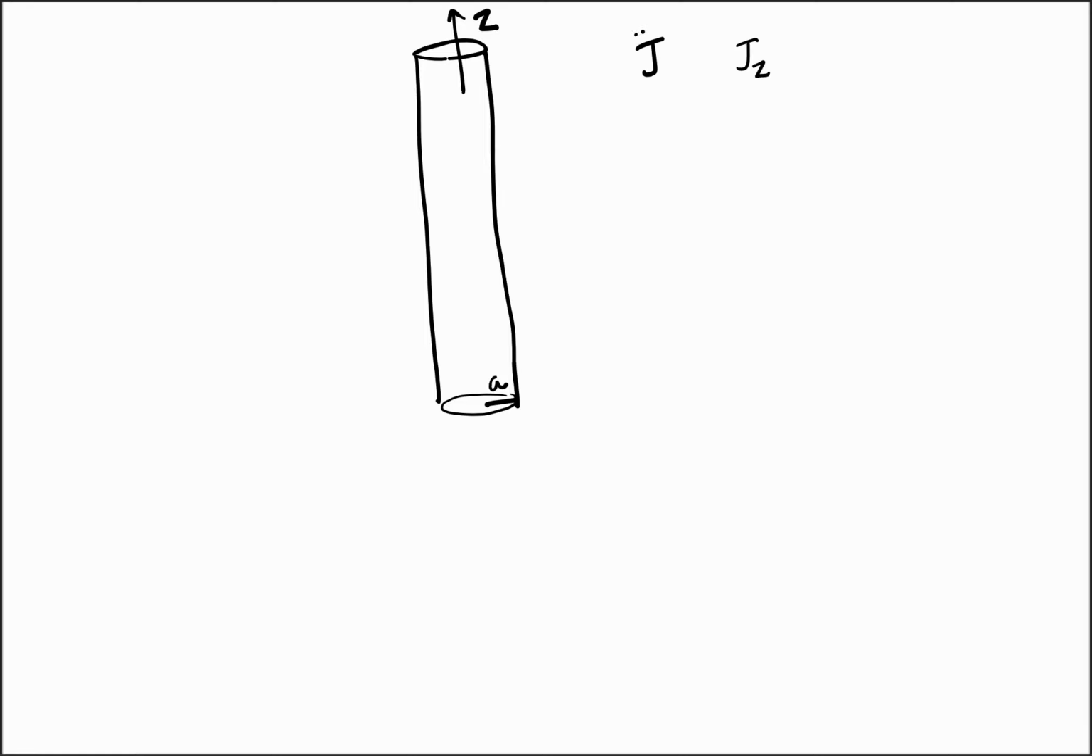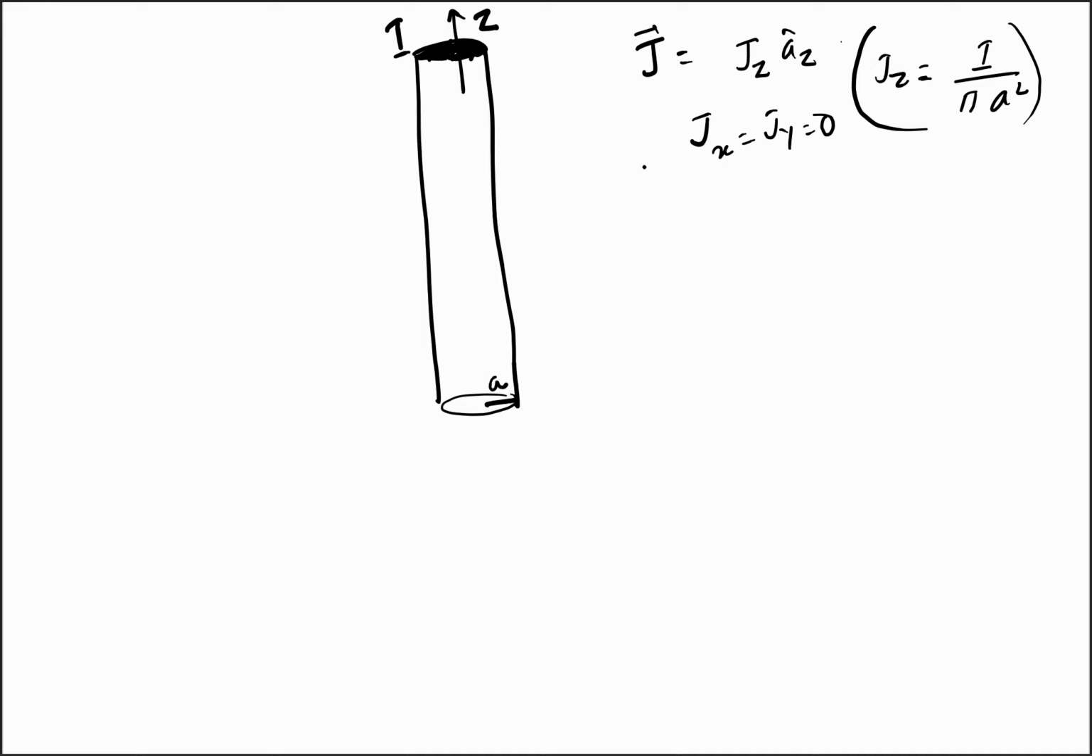So J is equal to Jz az, where Jz is equal to the total current divided by the cross section area. So this cross section area is pi a square. So if this wire is carrying total current I, so this is the current density, the volume current density, and Jx is equal to Jy is equal to 0. So from the Poisson's equation, you can see that Ax will be equal to 0 and Ay will be equal to 0.